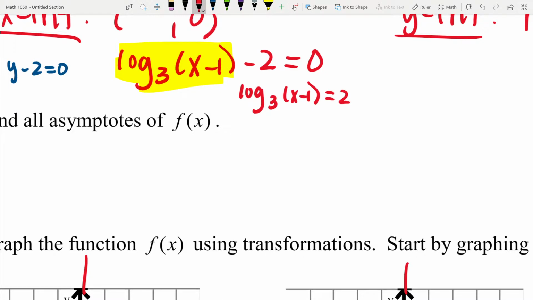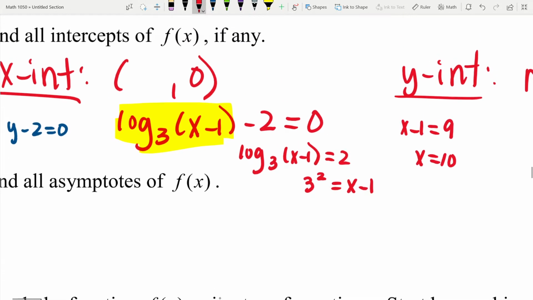Your brain must see y equals 2, because log base 3 of x minus 1 is one thing. Am I stuck? Everybody in the room? Yes or no? I am, because the only thing I have on the left is a log. I can't divide by 3 or add 1 or anything. It's just all one thing. So when I get stuck, I convert. So this is 3 to the second equals x minus 1. 3 to the second is a 9. So I have x minus 1 equals 9. Pull my 1 over. I get x equals 10. My x-intercept is 10, 0, and I'm done.